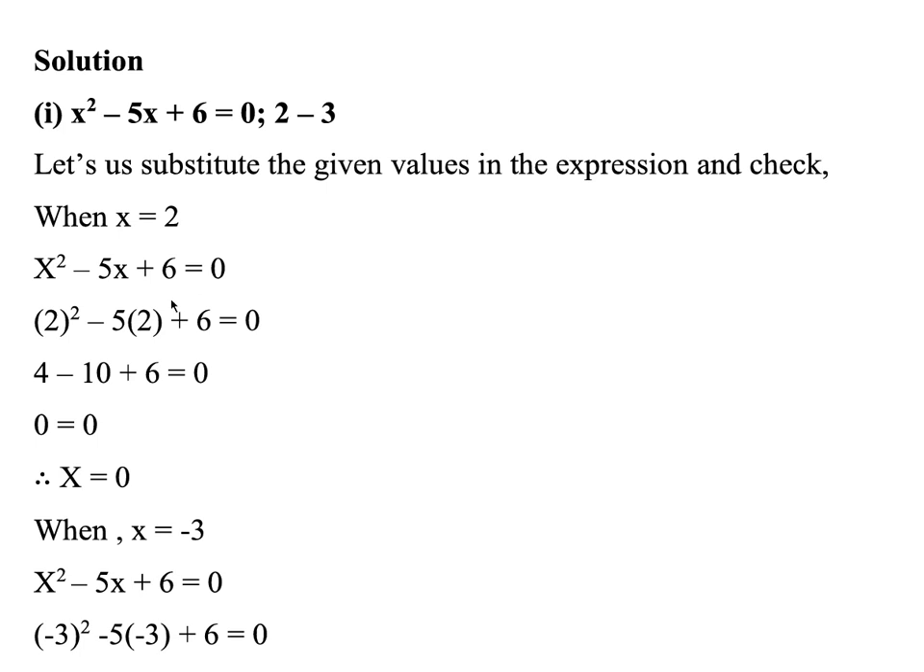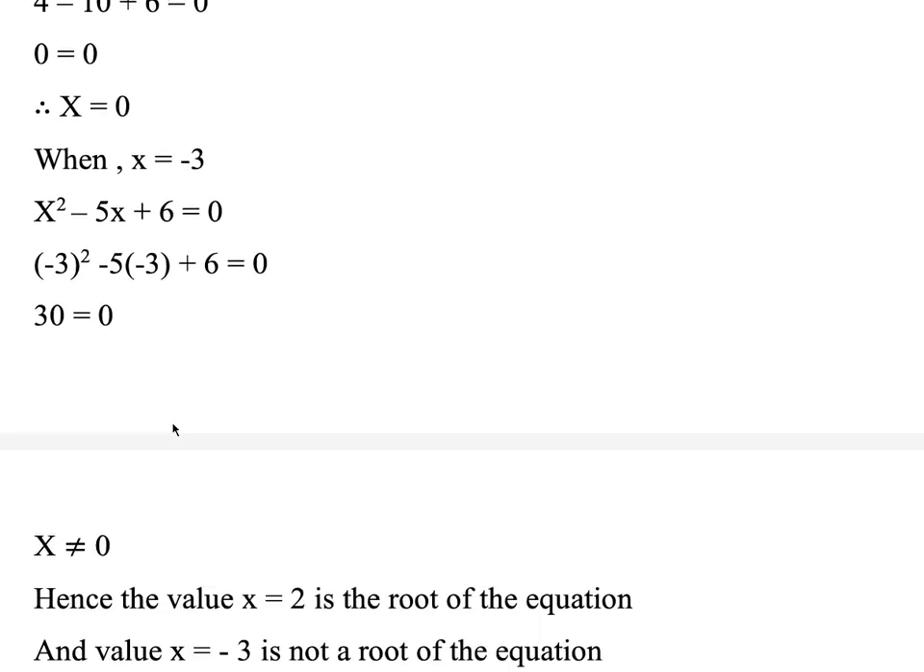In place of the x, we will write 2. So 2 square minus 5 into 2 plus 6 is equal to 0. So that comes to the left hand side will be 0 is equal to 0. So we can write that x is equal to 2 is the root of the equation.